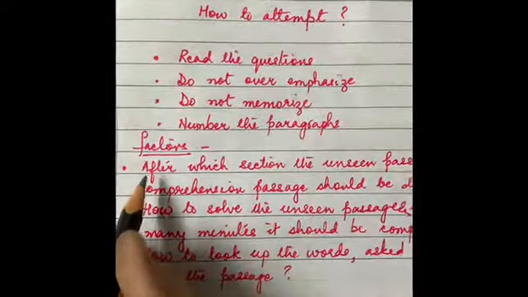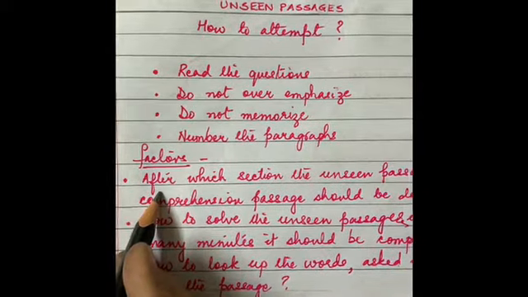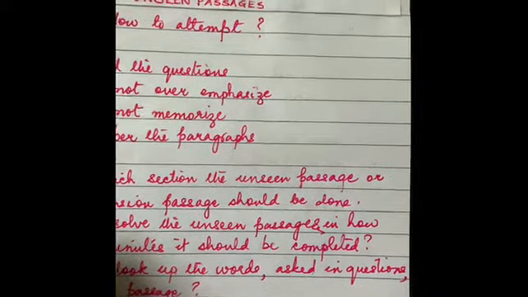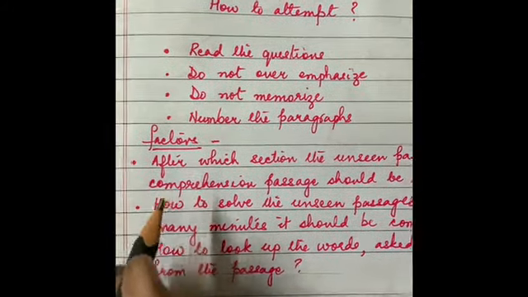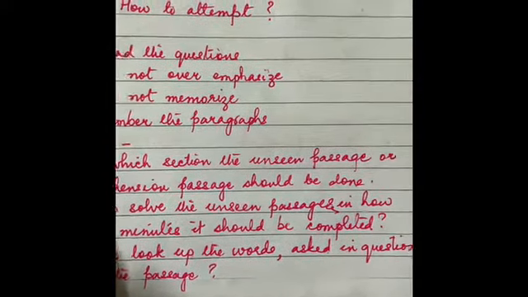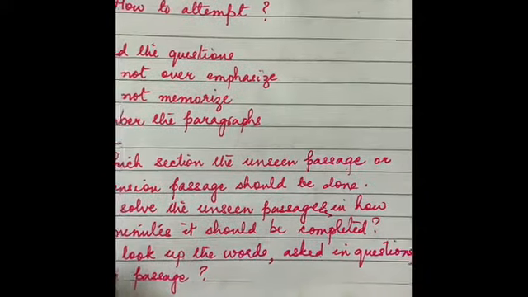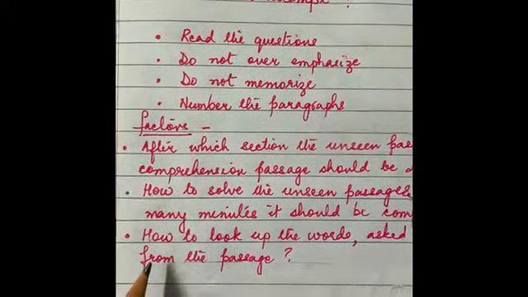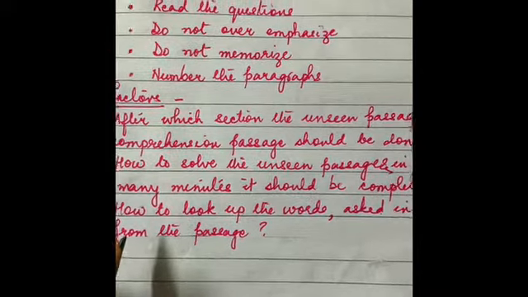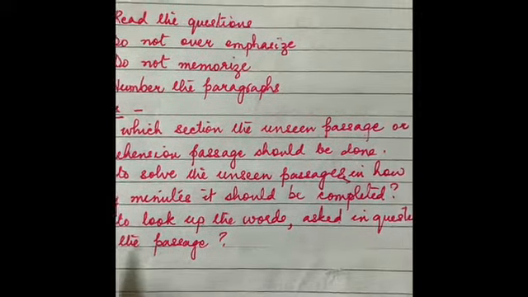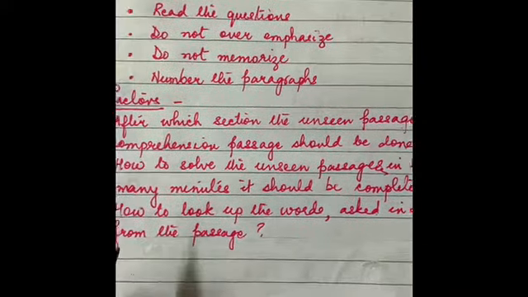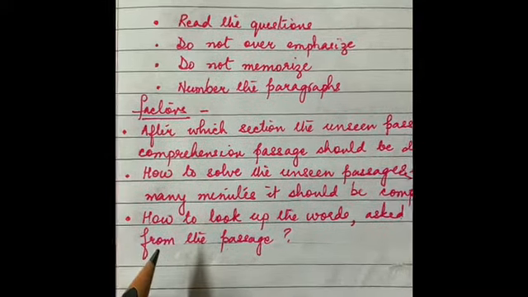So the very first factor is after which section the unseen passage or comprehension passage should be done. Number two, how to solve the unseen passage and in how many minutes it should be completed. Number three, how to locate the words, and they may be synonyms or antonyms, means the similar words or the opposite words asked in the questions from the passage.